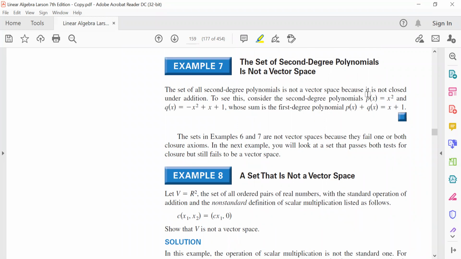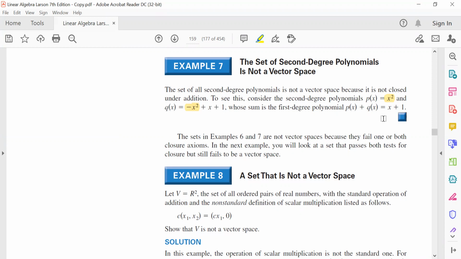I'll show you why. Suppose I take P of X is equal to X squared, and Q of X is equal to negative X squared plus X plus 1. Well, when I add P plus Q, the positive X squared and the negative X squared are going to cancel out, and I'm going to get X plus 1. Well, X plus 1 is not a second degree polynomial, it's a first degree polynomial.